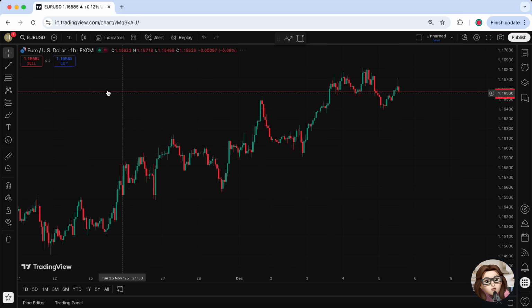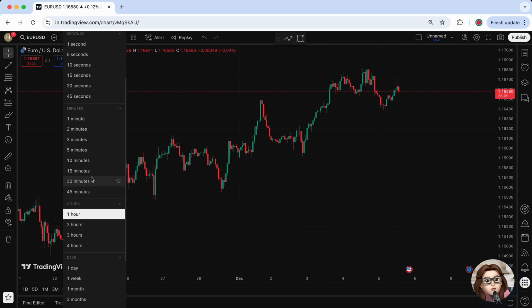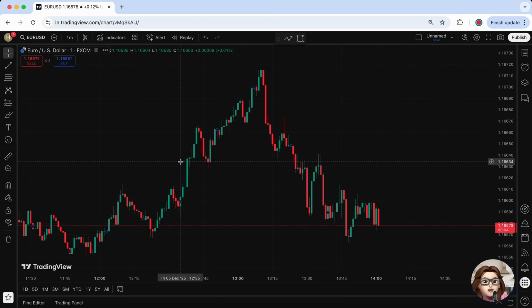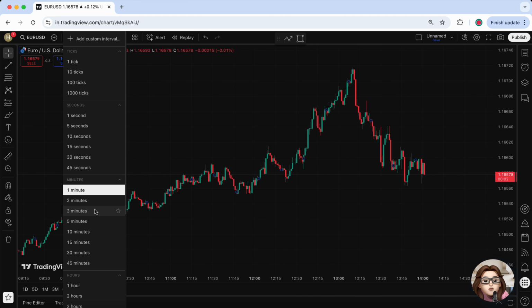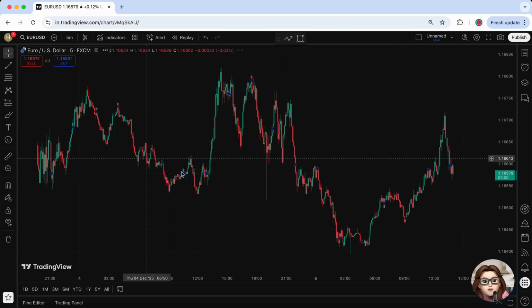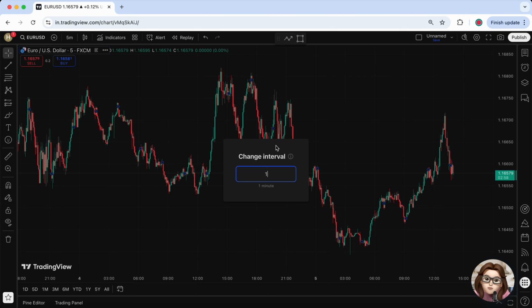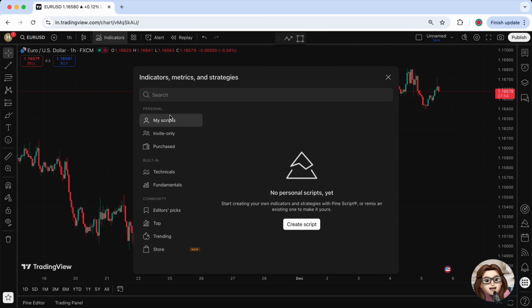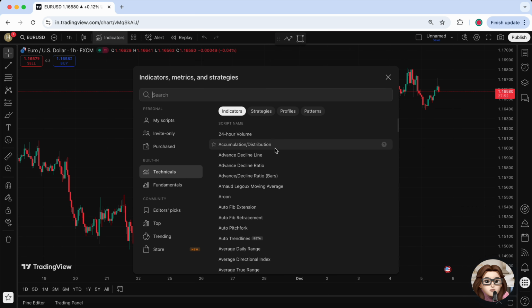Choose your time frame depending on your strategy. Short-term traders might use 1 minute to 1 hour charts, while daily charts work for long-term analysis. Then, click the indicators button on the top toolbar to add essentials like moving averages, RSI, MACD, Bollinger Bands.